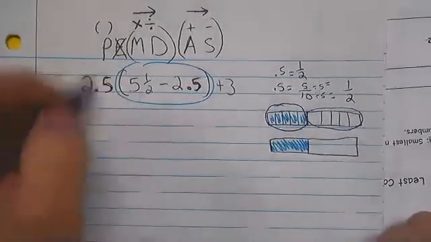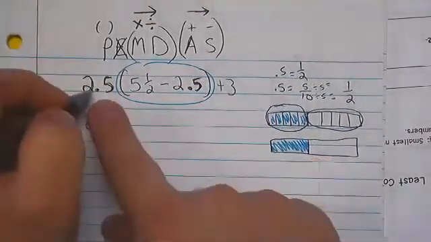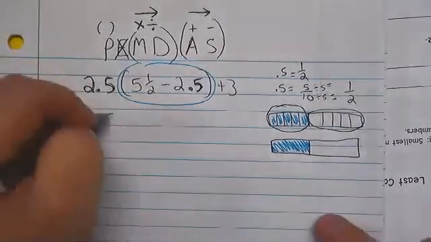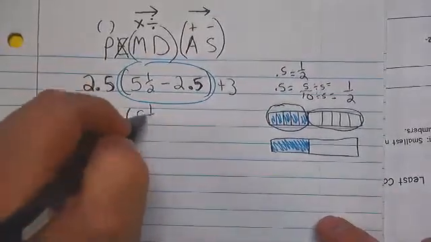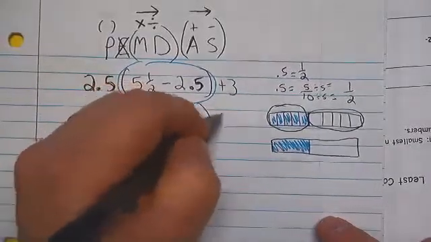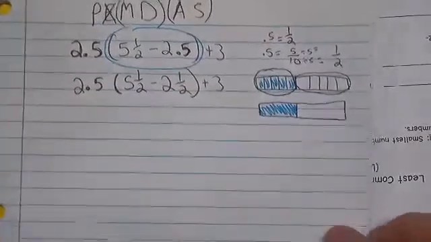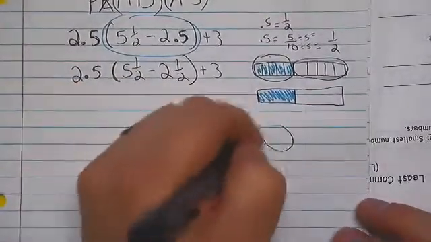So we can rewrite this whole expression as, well, let's leave this one because we know that we can't multiply by fractions right now. So I'm going to leave this one as a decimal because I know how to multiply by decimals. But I can write this as 5 1/2 minus 2 1/2 plus 3. Okay, so let's think about this. If I have 5 1/2 and I'm subtracting 2 1/2, well, let me show this real quick.